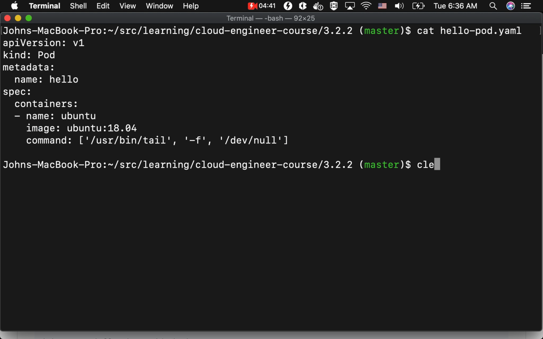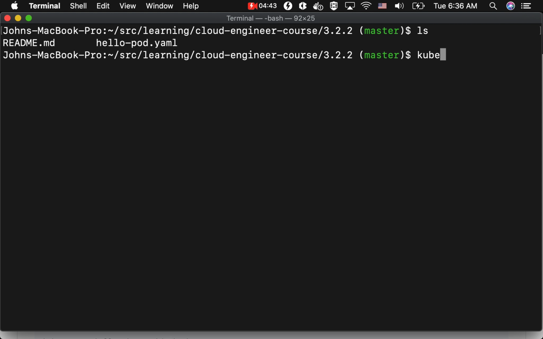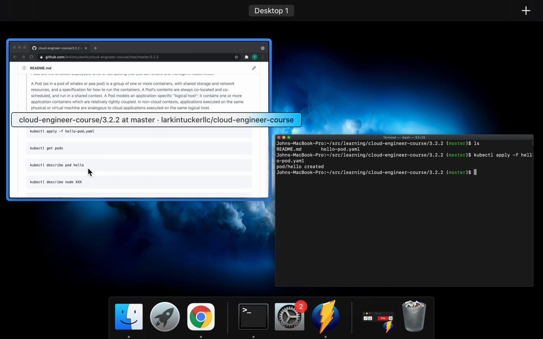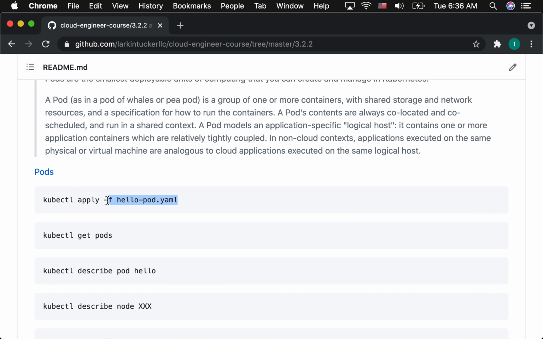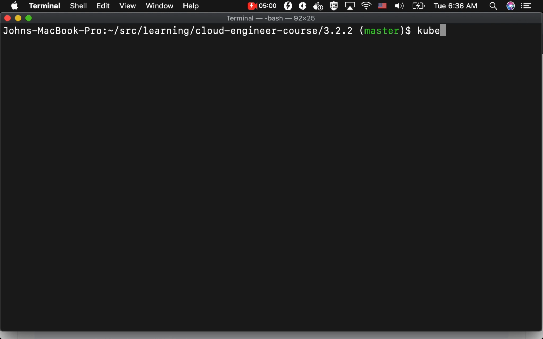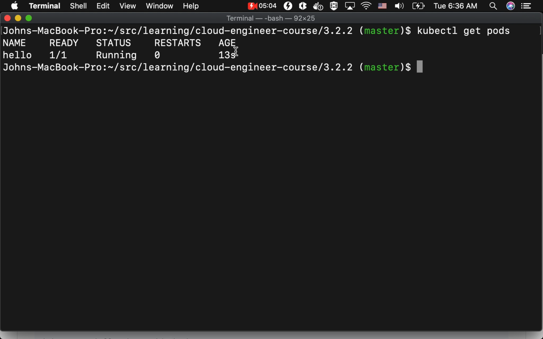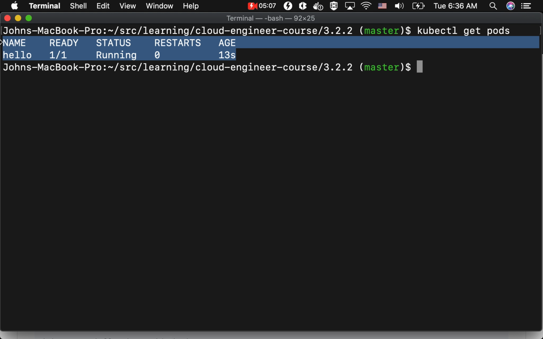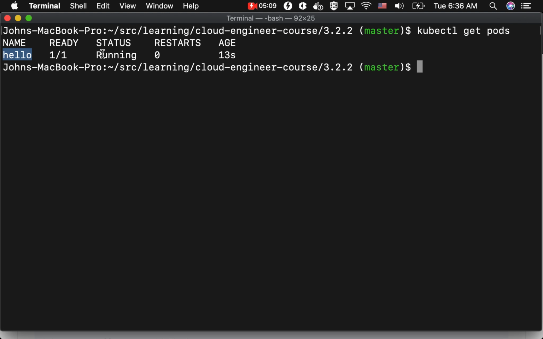The way we create this is we apply it. So kubectl apply -f hello pod, and it will create the pod. That's what this command is. If you want to see what pods are running, you can do kubectl get pods. You can see here that you have one pod, its name, its status, it's running, it hasn't restarted, and how long it's been around.